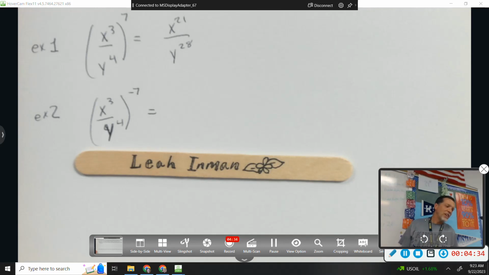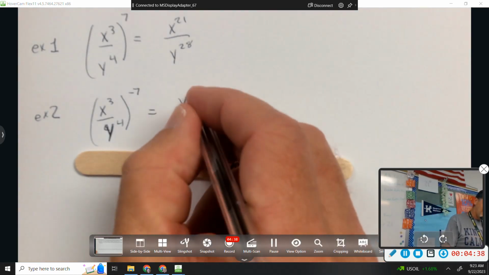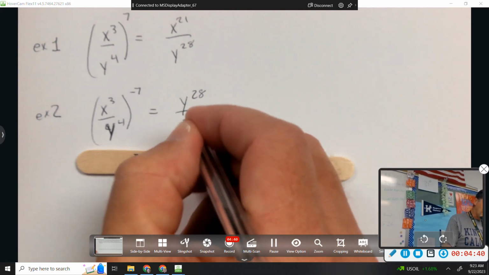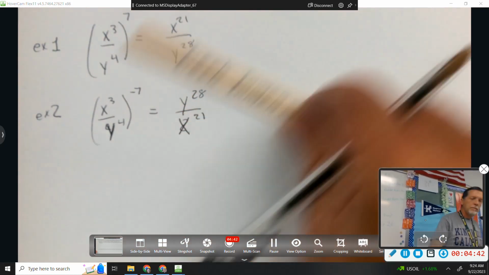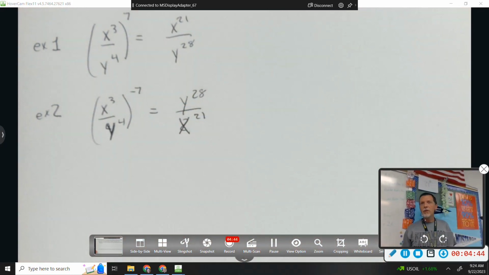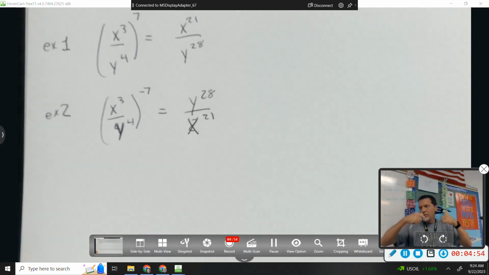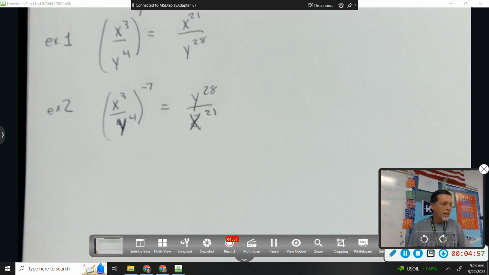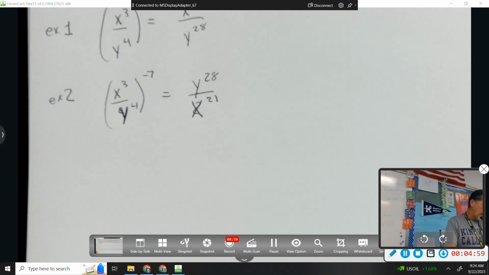Leah, have I killed enough time for you to figure this one out? Is it y to the 28th over x to the 21st? Good. Power to a power multiply, and then the negative flips it to the other side. I would always phrase it flips it to the other side rather than sends it to the bottom, because if it's already in the bottom, then it flips it to the top. So be careful about how you explain what a negative exponent does.